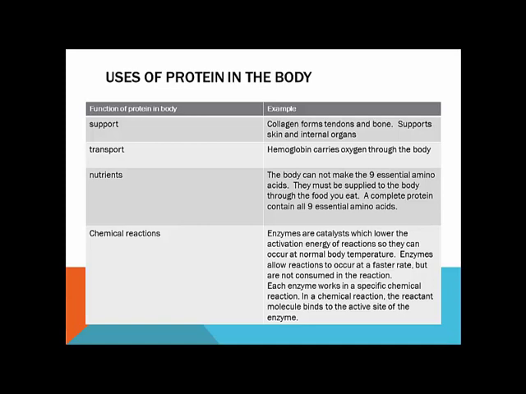Proteins can be enzymes. Enzymes are catalysts. Catalysts are substances that speed up chemical reactions by lowering the energy needed to start the reaction. This is known as activation energy. Enzymes are specific to chemical reactions. The reactant will bind to the active site of the enzyme. Catalysts are not used up during the reaction.